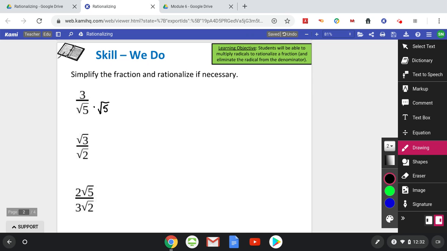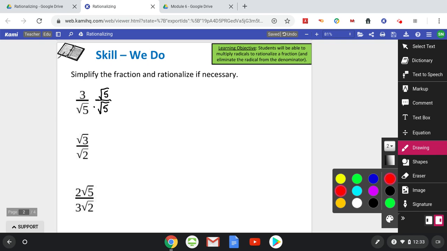Now, if I'm multiplying the number at the bottom by square root of 5, I need to also multiply the number at the top by the same thing. Since we're multiplying both top and bottom by the same number, that means that this is equal to 1. Whenever you multiply anything times 1, you do not change the value of the problem. However, it will allow us to rationalize. Okay. After deciding what we're multiplying by, we're going to multiply the numbers at the bottom.